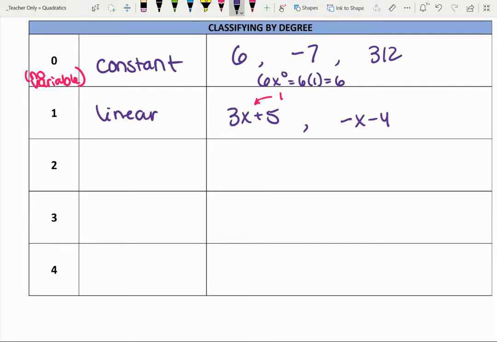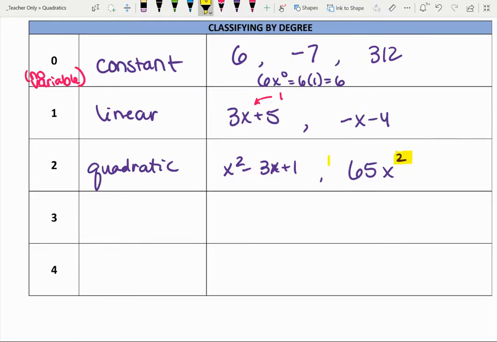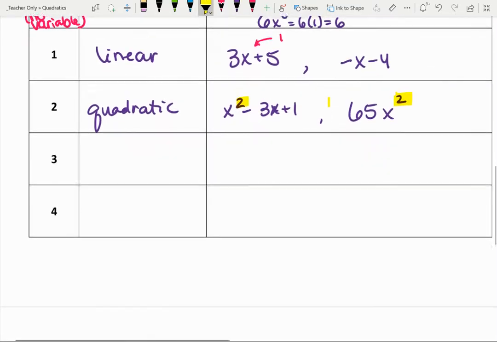Degree 2 is called a quadratic. An example there might be x squared minus 3x plus 1. Or let's try 65x squared. Even though our coefficient is 65 here, we're only worried about that exponent. The largest exponent is 2, making it a quadratic.